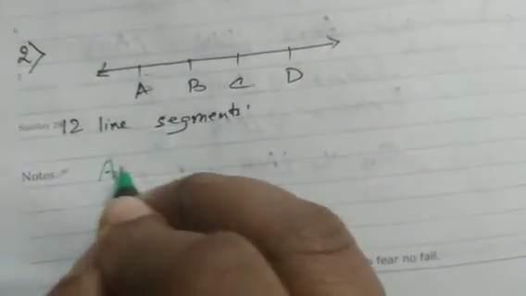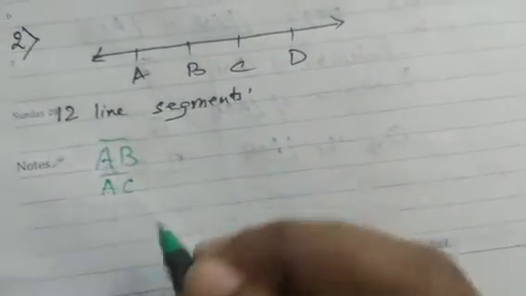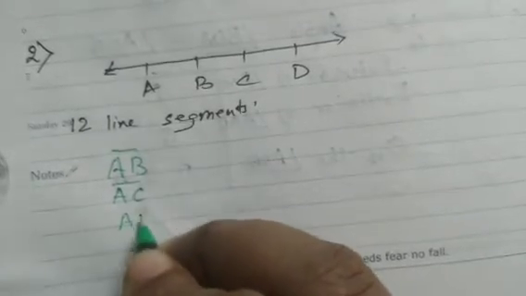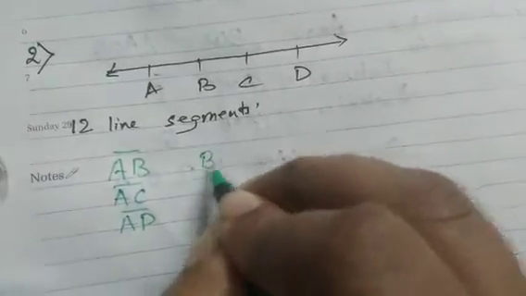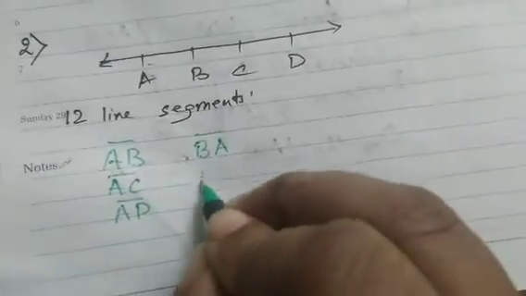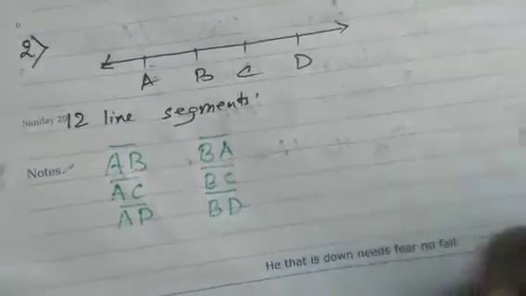Okay? Next, question number 2. I am supposed to write down all the 12 line segments which are there. So which are the 12 line segments? I will start with A. AB is a line segment. AC is a line segment. AD is a line segment. Then I will start with B. BA is a line segment. BC is a line segment. BD is a line segment.